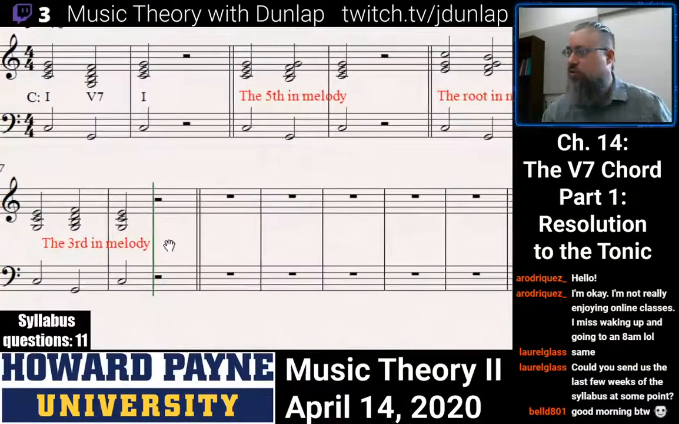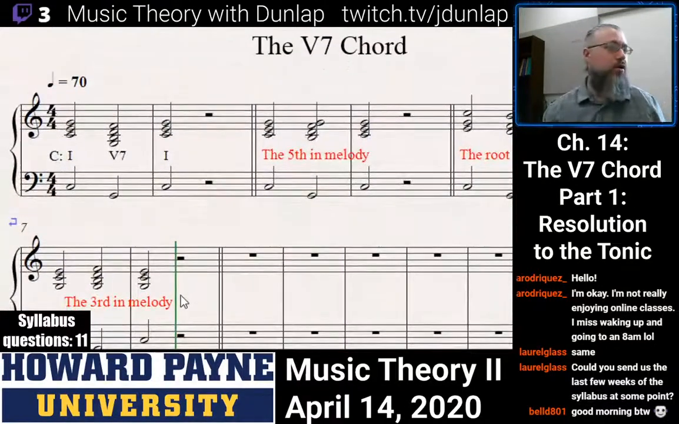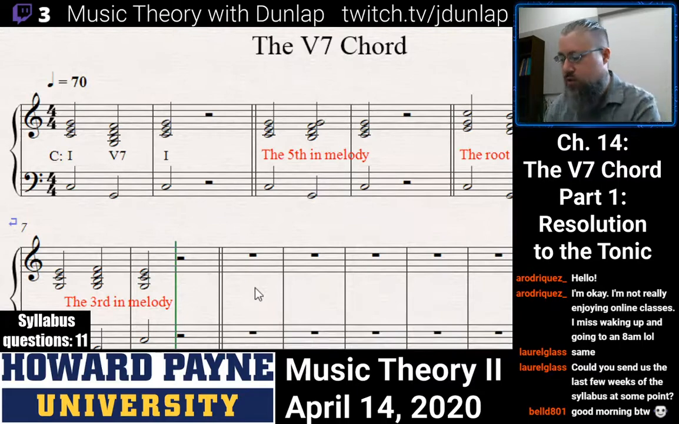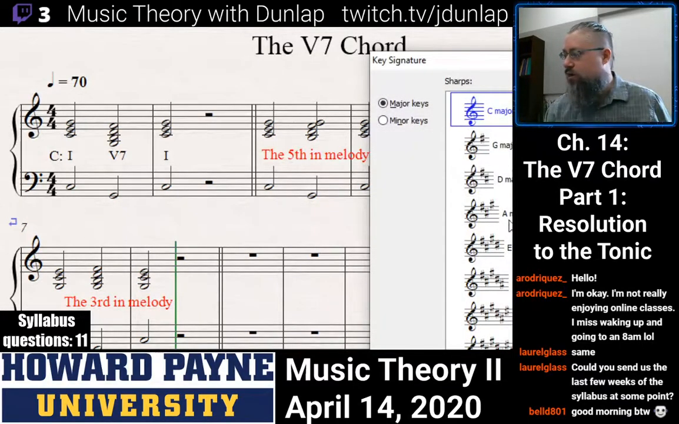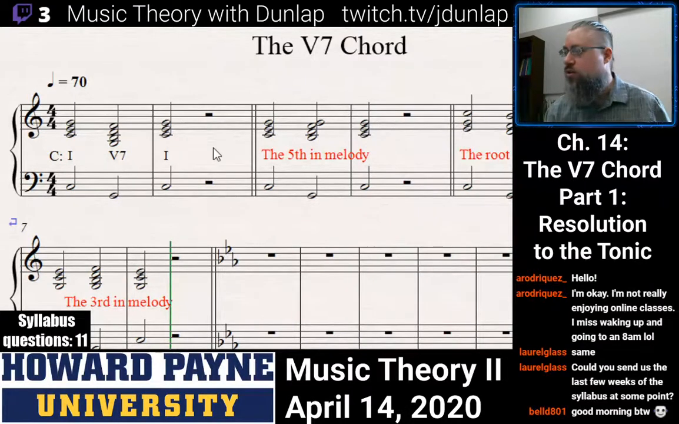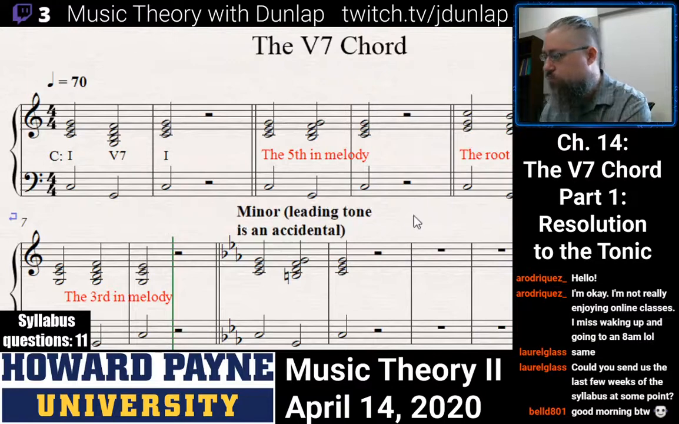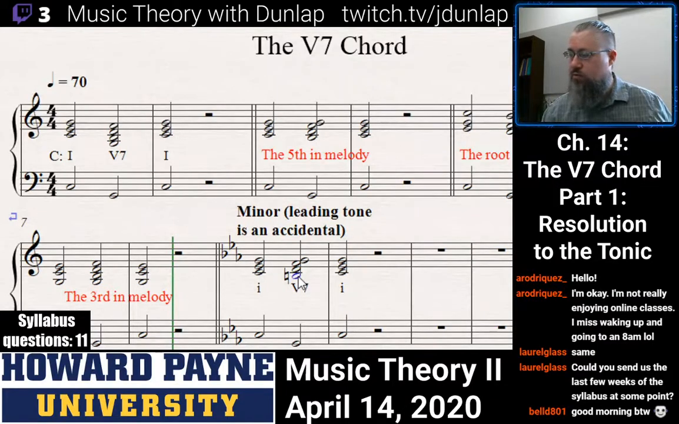Now we've talked about the chord, the 5/7 chord. We're going to go into the book and we're going to talk about some other things. So the first thing the book talks about is in a minor key, this chord progression is still the same. So in a minor key, we've still got the same chord progression, but the leading tone is an accidental, this B natural.